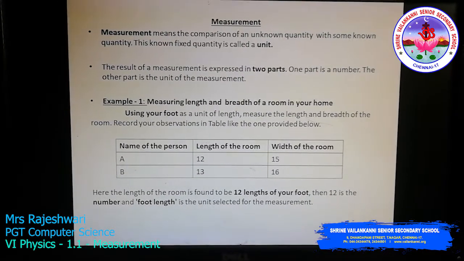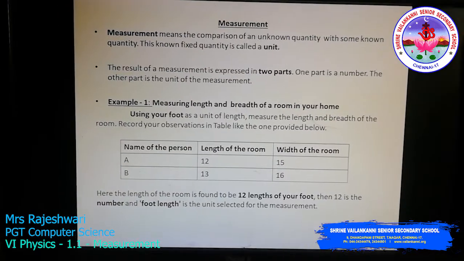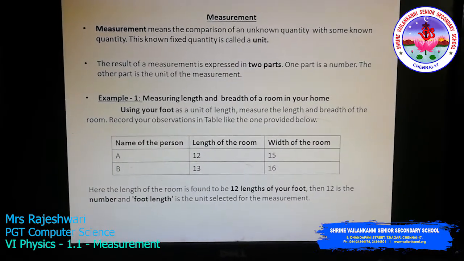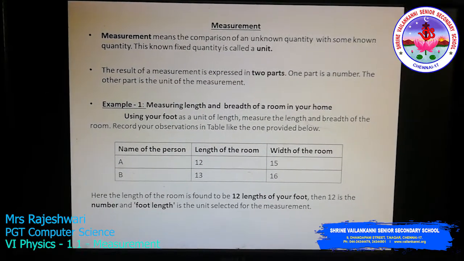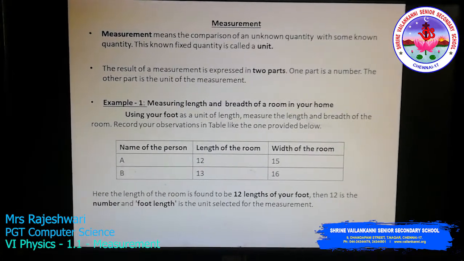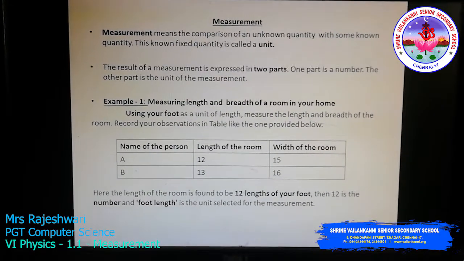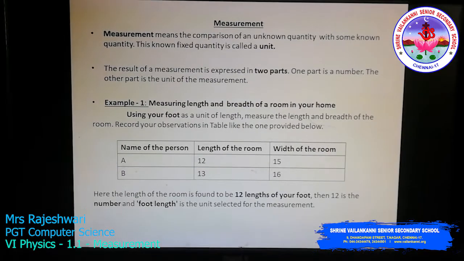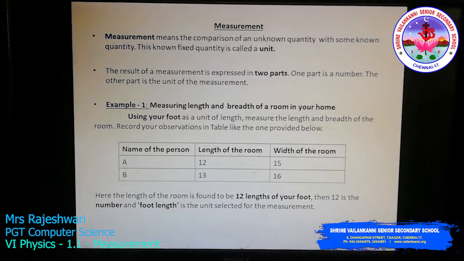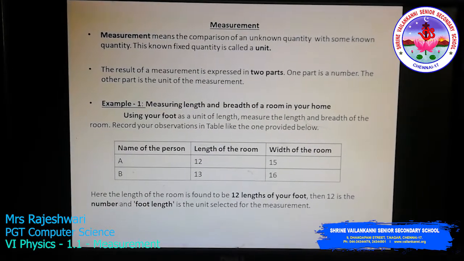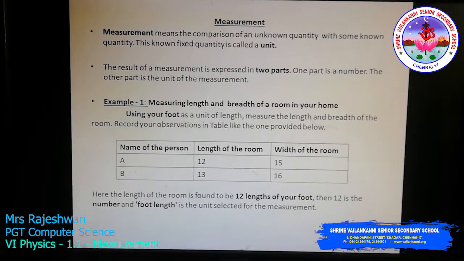And how are you supposed to use your foot as a unit of length? For example, if your age is around 12, your foot length will be a different size. In case you measure the length of the room with your sibling's foot, who is around 15 to 17 years of age, his foot length will be different. So consider both persons and observe the length and breadth of the room. Use your foot step by step along the length as well as the breadth, and record all the observations in a table like the one which I have provided here.